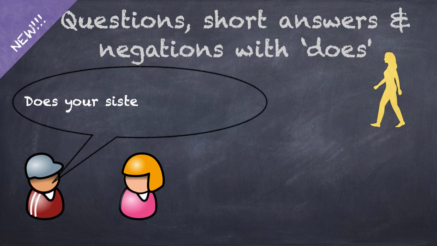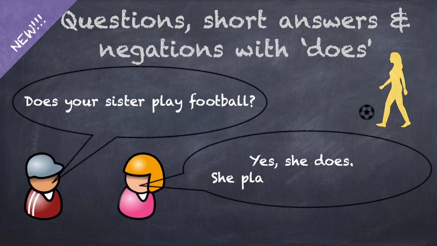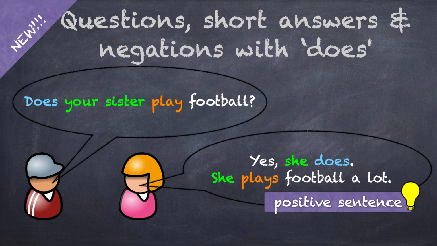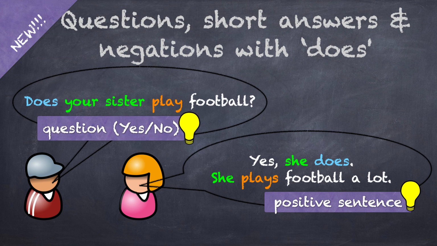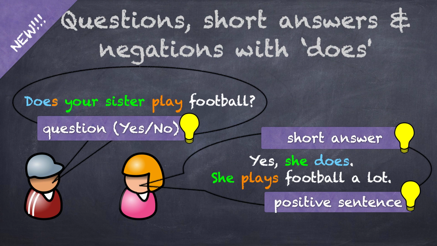Does your sister play football? Yes, she does. She plays football a lot. You can see the subject in green, the main verb in orange, and the auxiliary verb does in blue. The important thing you must remember here is that for he, she, it, you always need an s at the end of the verb. But be careful, in a question, one s is enough.